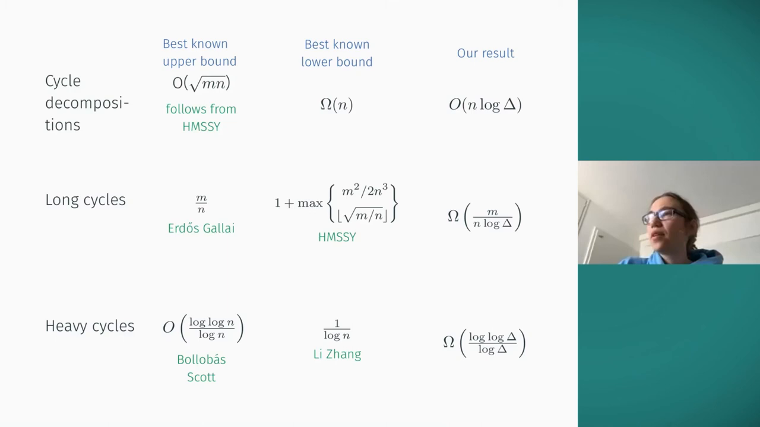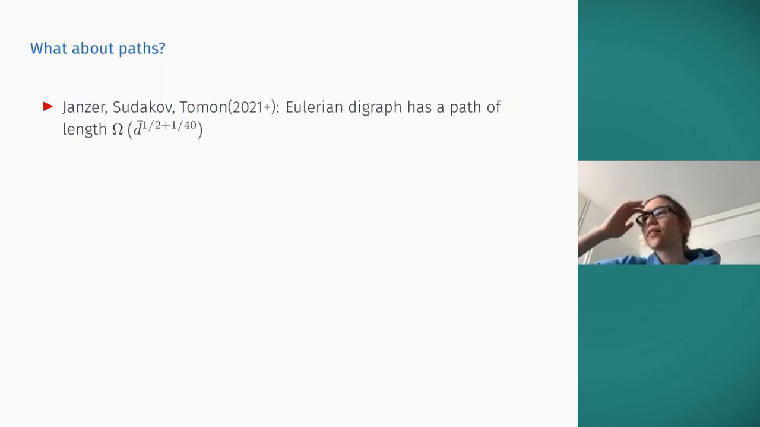So this is what we did basically 1.5 years ago, but there is some recent addition that I want to add in this talk. One thing we recently did was, what about paths? Very recently, a paper was published on Eulerian digraphs with long paths, showing that every Eulerian digraph has a path of length average degree to the 1/2 + 1/40. For a long time beforehand, this square root of average degree was the best known bound, and they pushed this a little bit further.